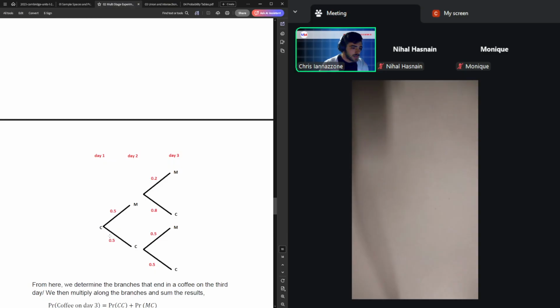We weren't told anything about this one, but we're going to make use of our complement probabilities. We know there's only two outcomes. You either get the meat pie or you get the coffee. So if this one's 0.5, this one must therefore also be 0.5, because they both have to add up to 1.